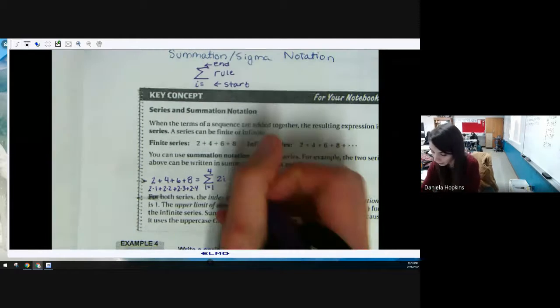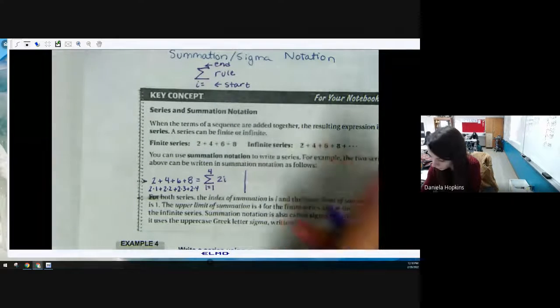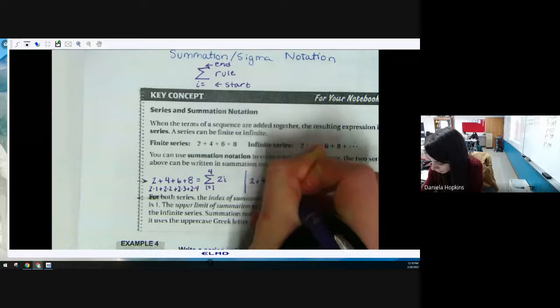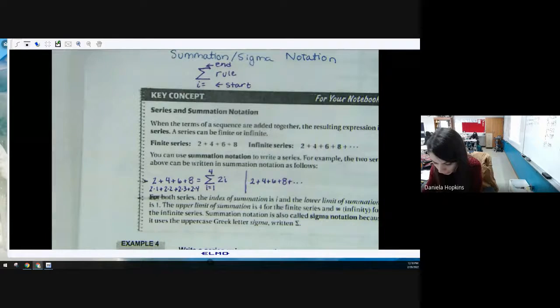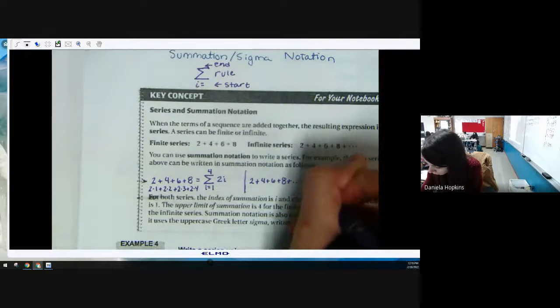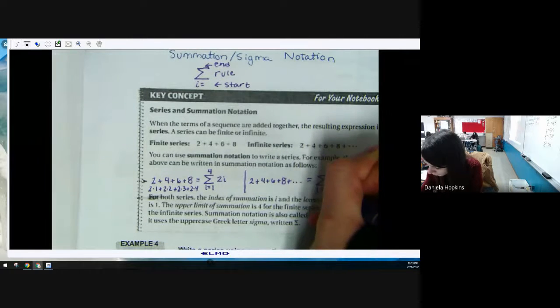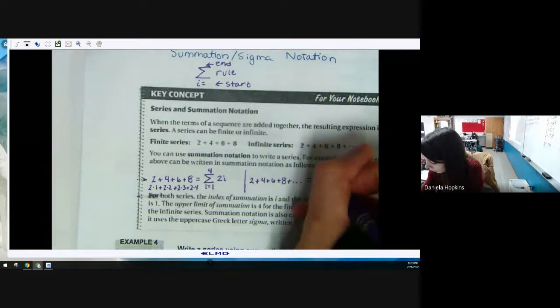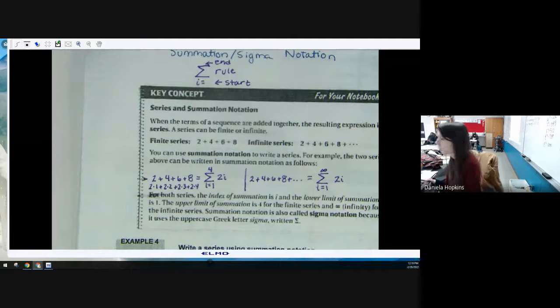That is a finite series. An example of an infinite series would be this: 2 plus 4 plus 6 plus 8 plus ... And really the only difference here, you still have that uppercase sigma. Now we're going to start at 1. Our rule is still 2i, but now we're going to say your highest index is infinity because it's going to go on forever. So if you have an infinite series, your highest upper bound there, that index will be infinity.